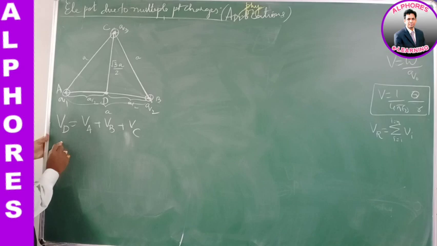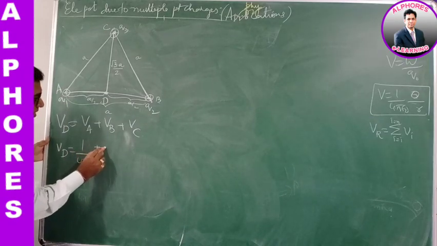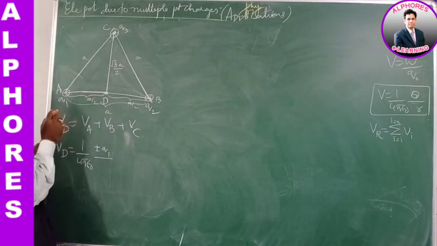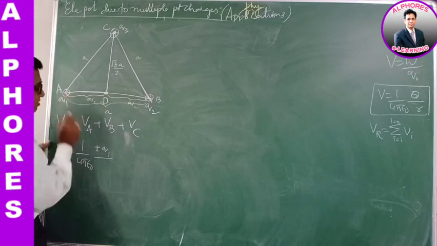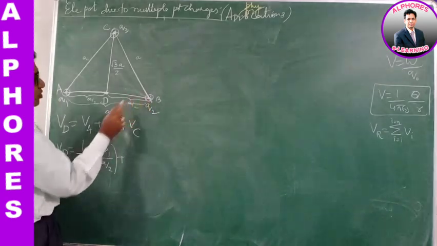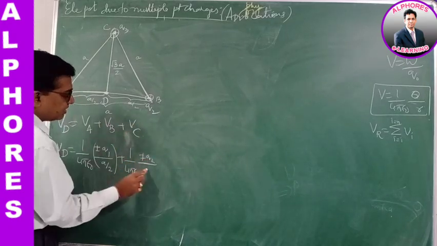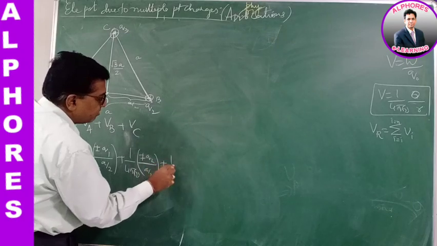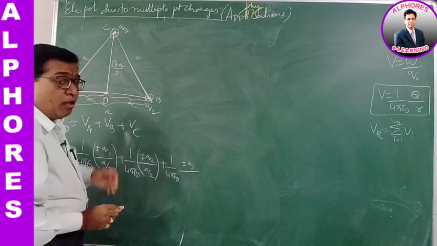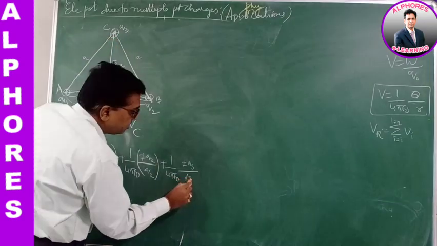Now substitute. The potential at D is 1 by 4 pi epsilon naught, the charge at A, let it be plus or minus Q1, by the distance of A from the point where we are asked to find the potential. He is asking to find the potential at D. The distance of the point is A by 2. Plus the potential due to B, again 1 by 4 pi epsilon naught, the charge there is plus or minus Q2, the distance of the point is A by 2. Then 1 by 4 pi epsilon naught, the charge at C plus or minus Q3, by the distance of the charge C from this point. This is the distance, root 3 A by 2.